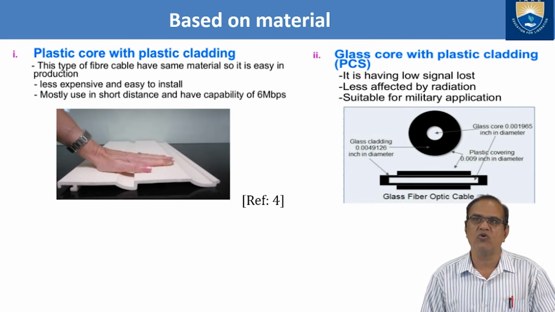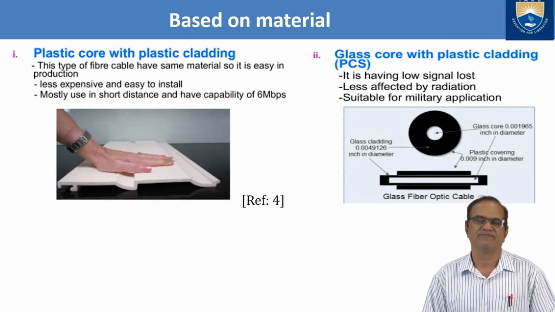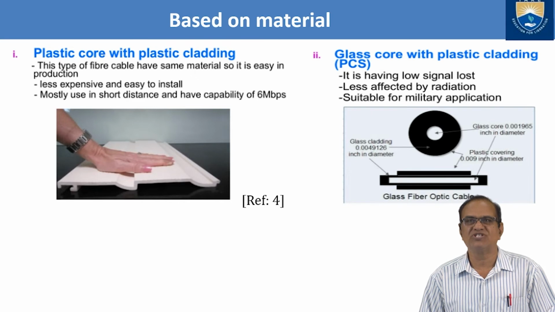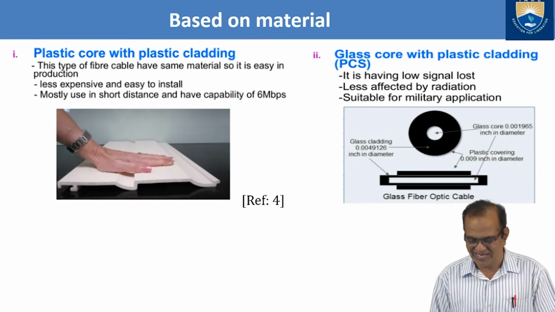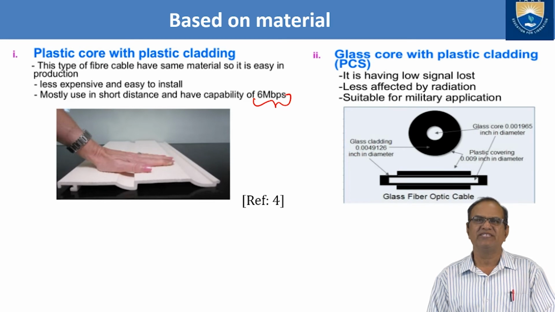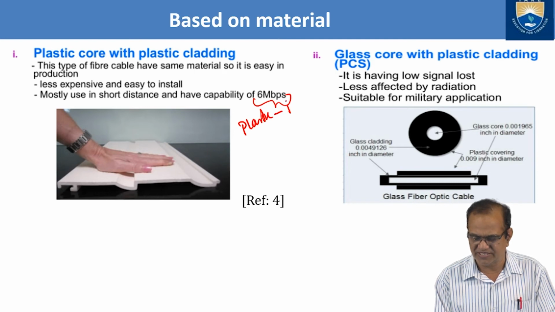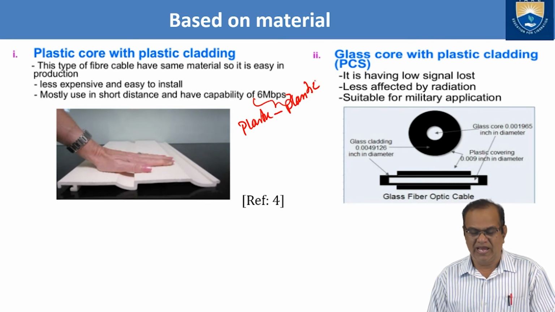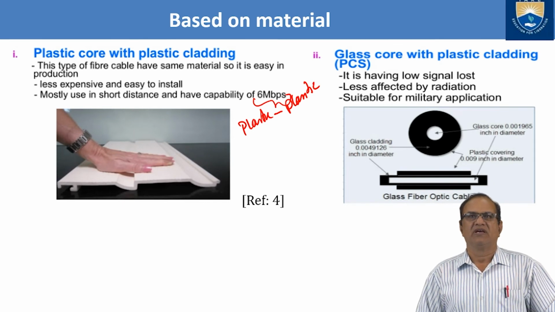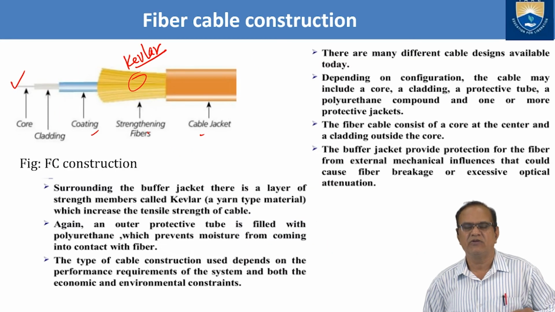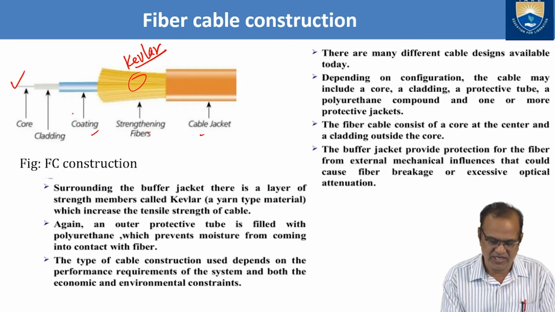The first one is plastic core with plastic cladding, meaning plastic to plastic. This type of fiber cable has the same material, so it is easy to produce, less expensive, and easy to install. It is mostly used for short distances and is capable of 6 Mbps. It is low cost. Here the core and the cladding are both plastic. You can see this is the core and this is the cladding, this one and this one.